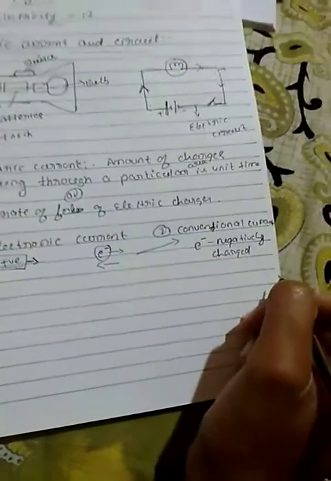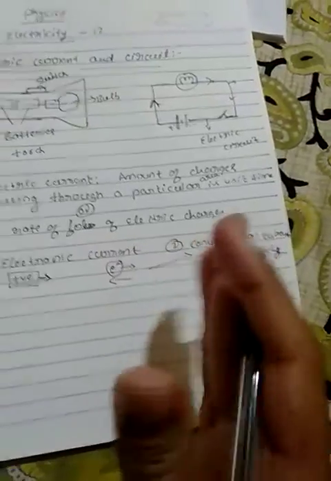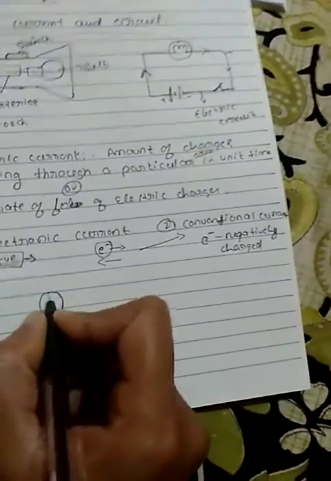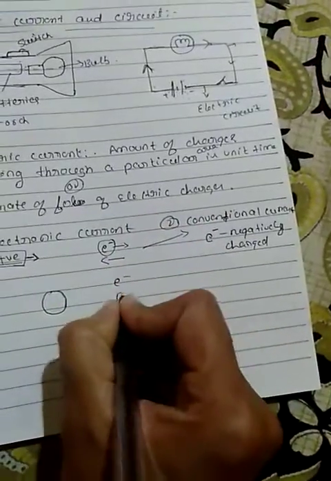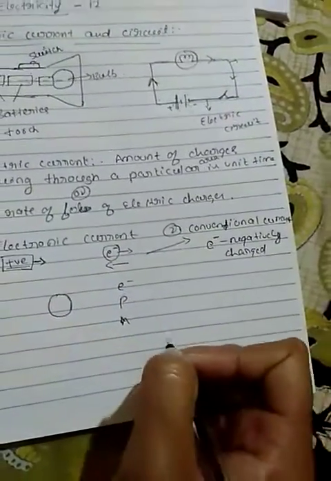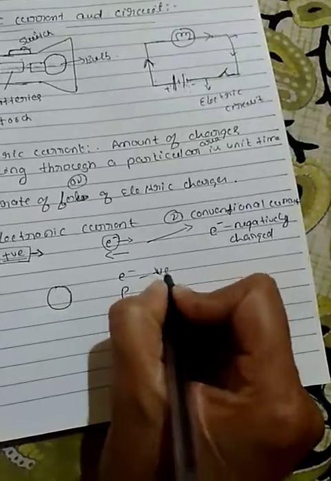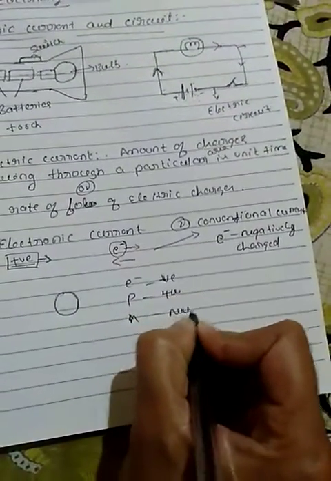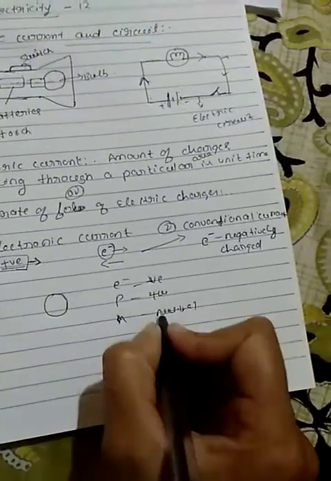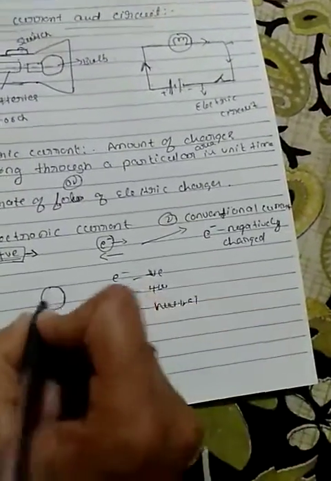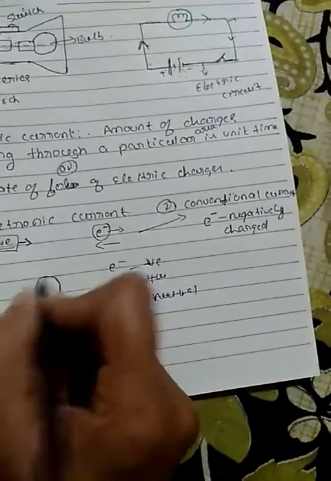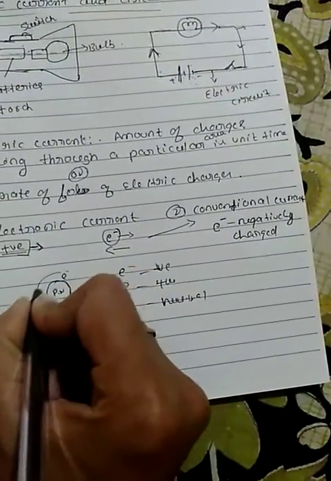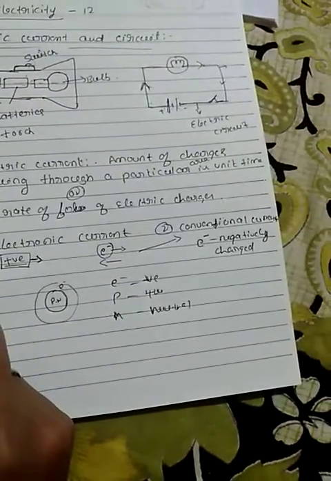Electrons are negatively charged particles. We know that this is the atom. The atom is made up of electrons, protons and neutrons. Electrons are negatively charged, protons are positively charged, and neutrons are neutral. At the center of the atom, protons and neutrons are there. Electrons revolve around the protons and neutrons.